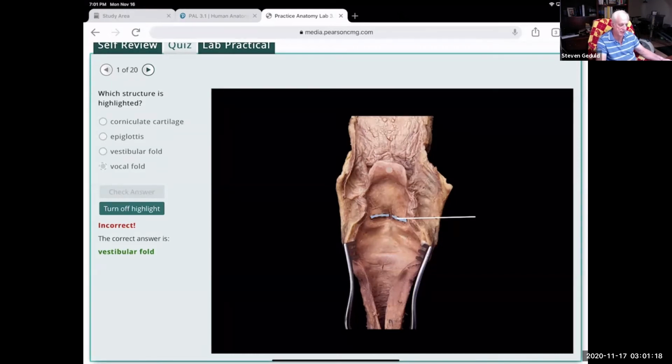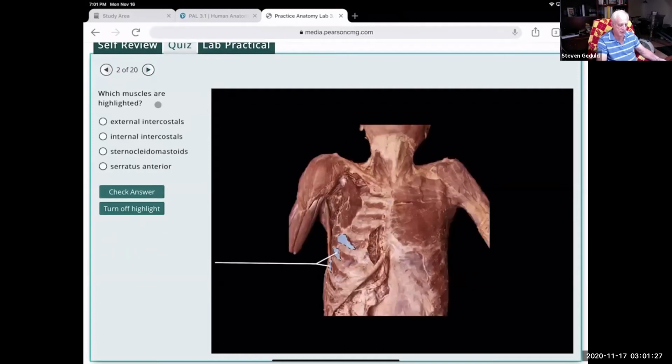Again, that's the epiglottis, the thyroid cartilage, and these are the vocal cords. Okay. What muscles are highlighted here?